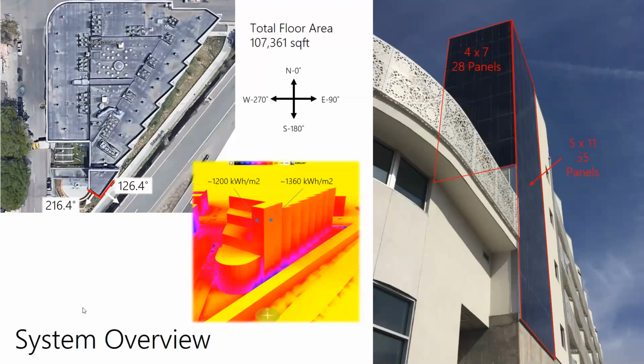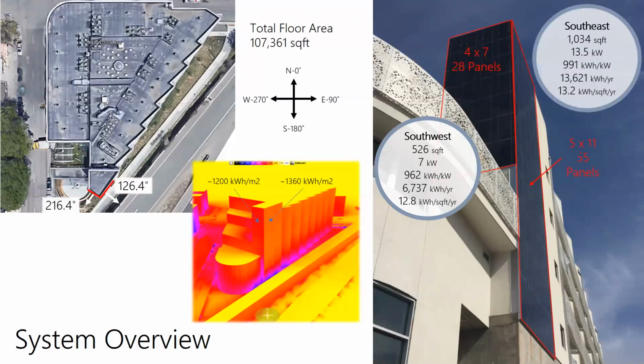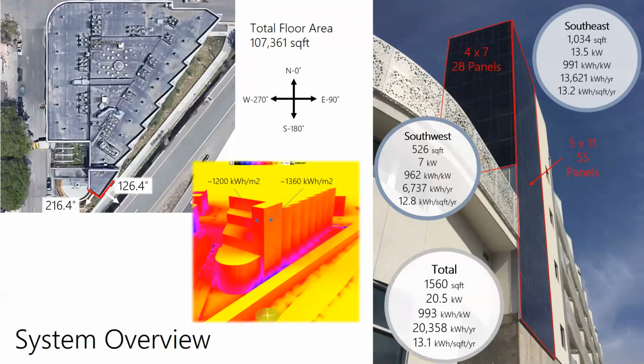The system specs are as follows: 526 square feet here, at 12.8 kilowatt hours per square foot per year, and just over 1,000 square feet at 13.2 kilowatt hours per square foot per year. I apologize that I'm not providing the metric info there, but in the end, it's 20,358 kilowatt hours per year on this system.